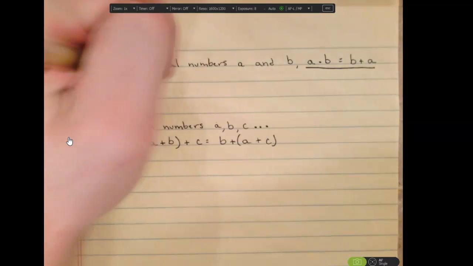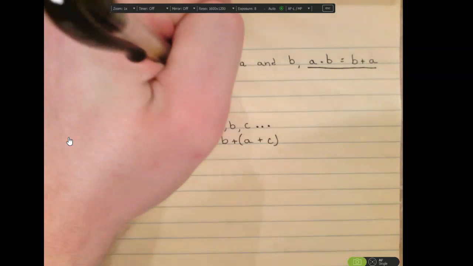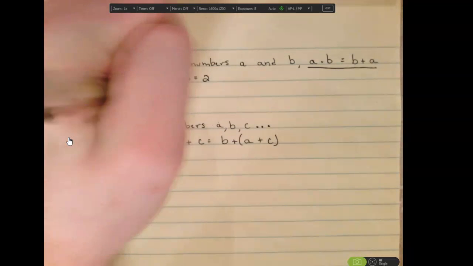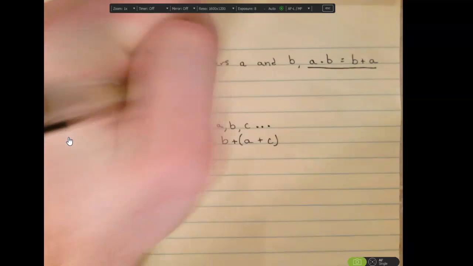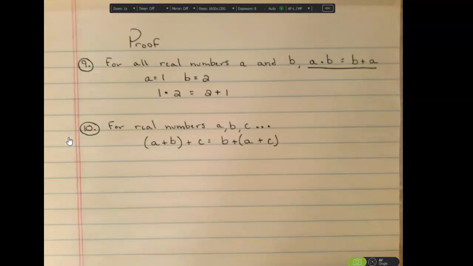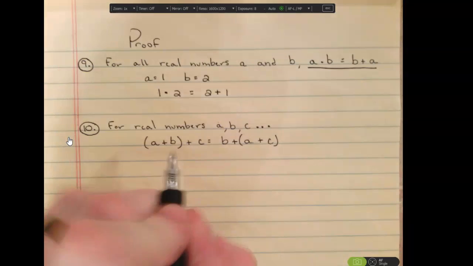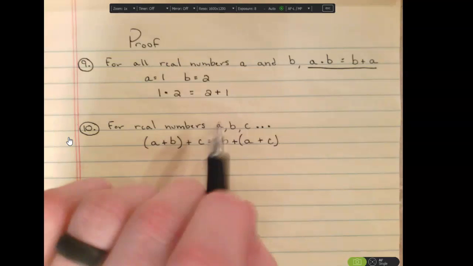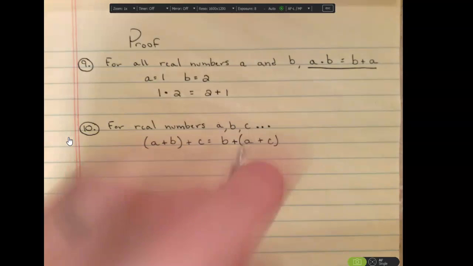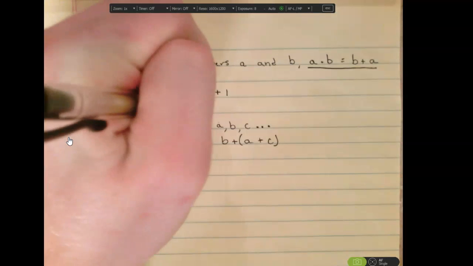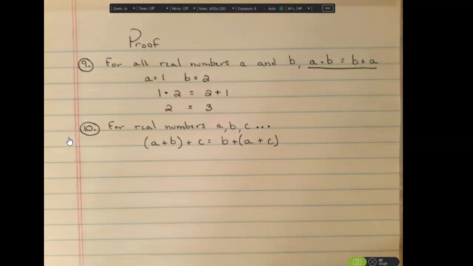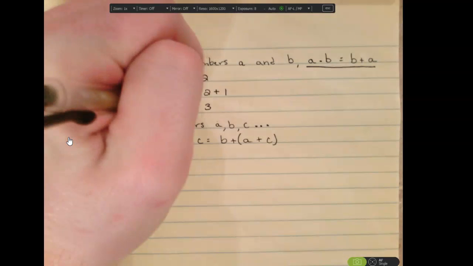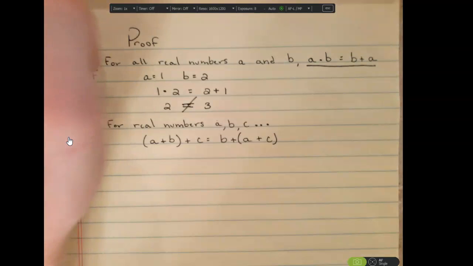So if I said a is equal to 1 and b is equal to 2, that would mean I would have 1 times 2 is equal to 2 plus 1. Again, anytime it says for all real numbers, that means integers, decimals, whole numbers, counting numbers, any numbers. So 1 times 2 is 2, 2 plus 1 is 3. Is 2 equal to 3? Absolutely not. So this is not true. So this would be false.